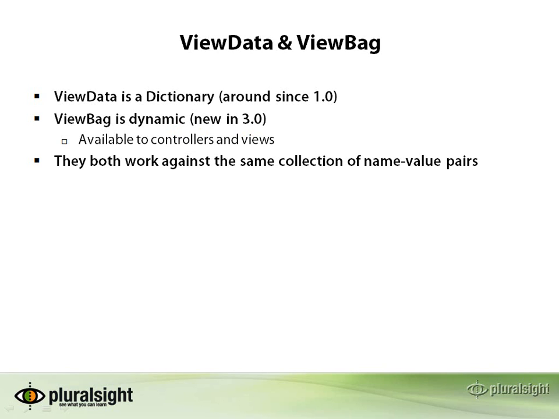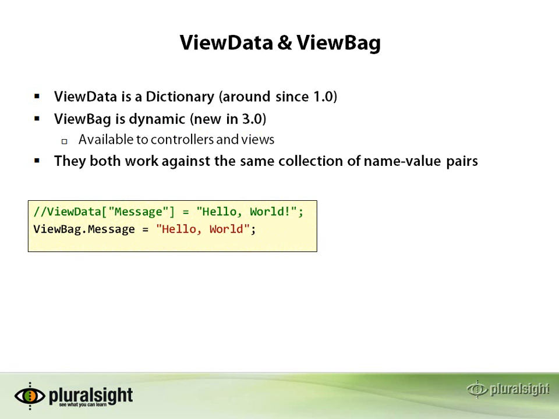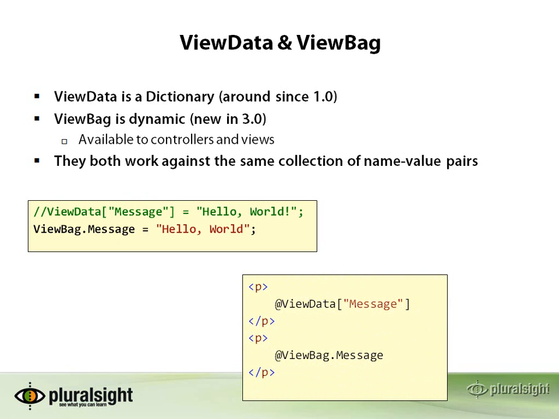This property is available inside of your controller and also inside of your views. It uses the dynamic type introduced with C# 4 to allow you to essentially still create a dictionary of name-value pairs, but instead of adding and retrieving from that dictionary using an array indexing operator, like we're doing here in the commented out line of code, we can simply use the property accessor, a dot operator, to say, here's a message to put into the ViewBag. Then inside of a view, we could pull that information out using either the ViewData or the ViewBag property. It just depends on which syntax you like better. Ultimately, both ViewData and ViewBag work against the same collection of name-value pairs.